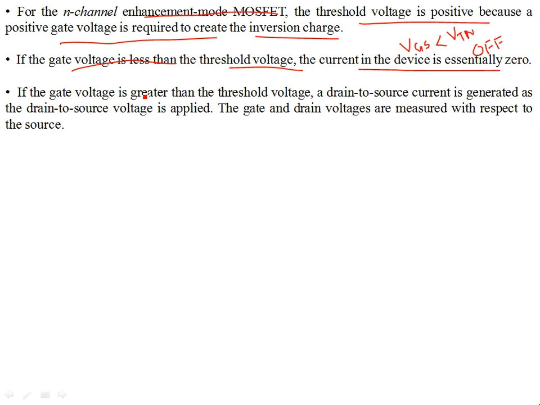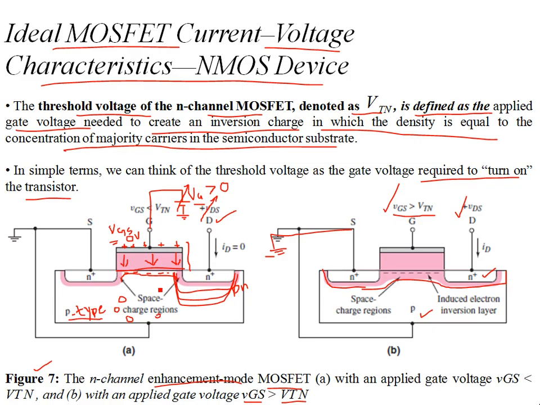Otherwise it's on. If the gate voltage is greater than the threshold voltage, the drain to source current is generated as drain to source voltage is applied. The gate and drain voltages are measured with respect to the source, which we are doing for now, because this VGS, VDS, everything is with respect to the ground. So this is your drain supply, right? As you increase the drain voltage, you're going to increase this depletion region as well. Unless you have a channel, there is no current flow from drain to source. So the transistor is off.